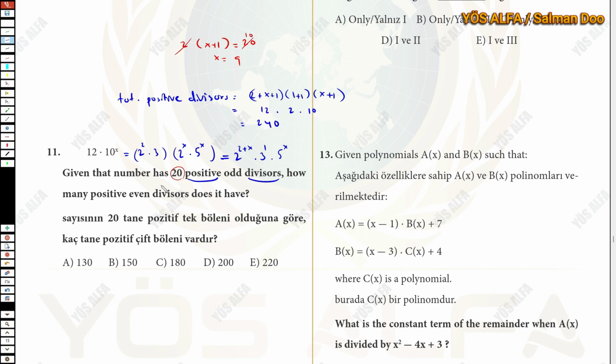We're asked to find the even divisors. We can get the even divisors when we take away the odd divisors from the total number of positive divisors. So there are 20 odd divisors, which means the rest are the even divisors. So 240 minus 20 is 220. So the answer is E, 12.